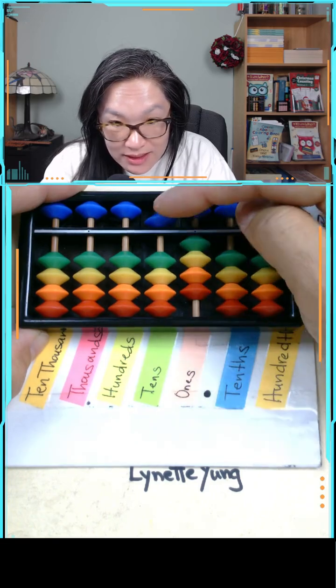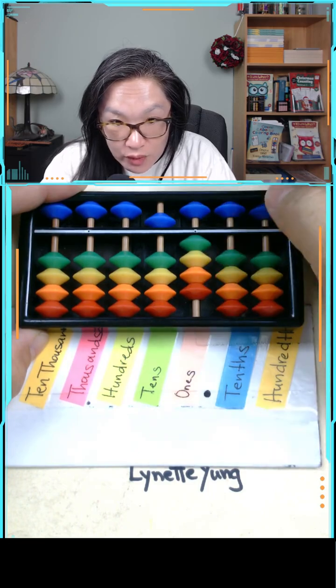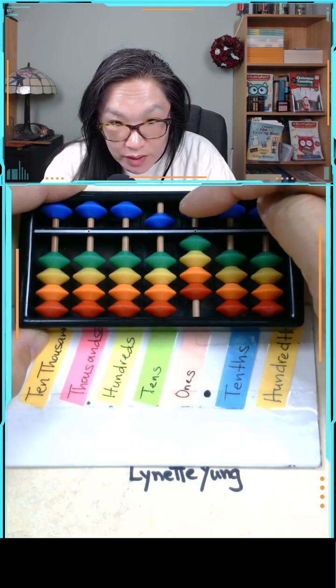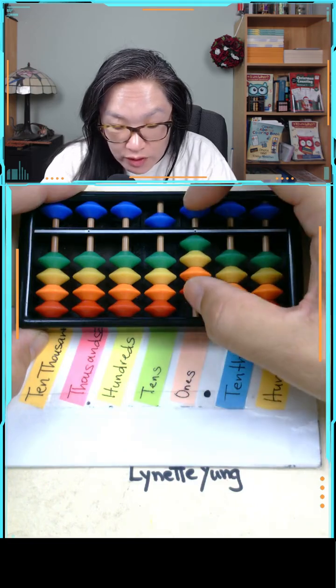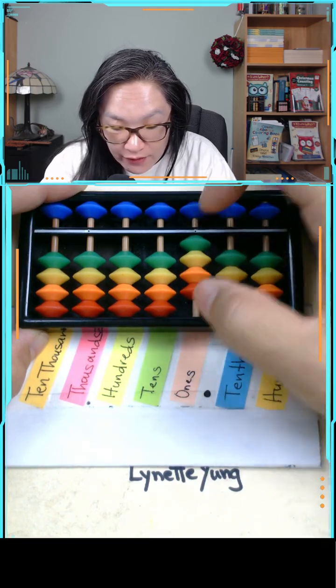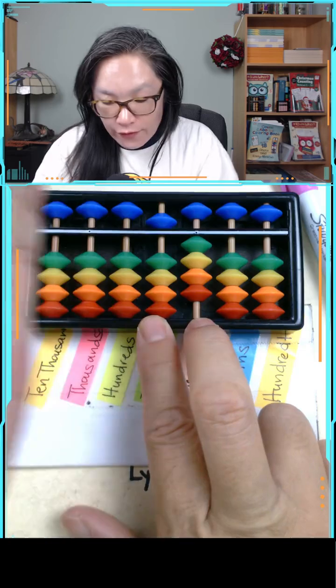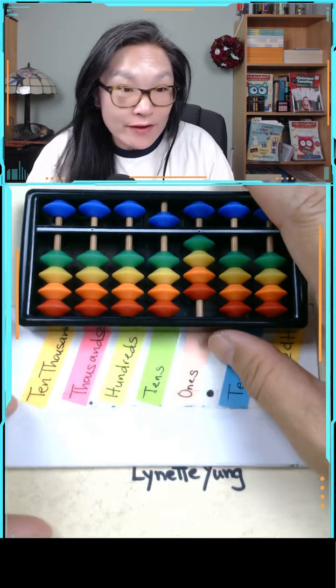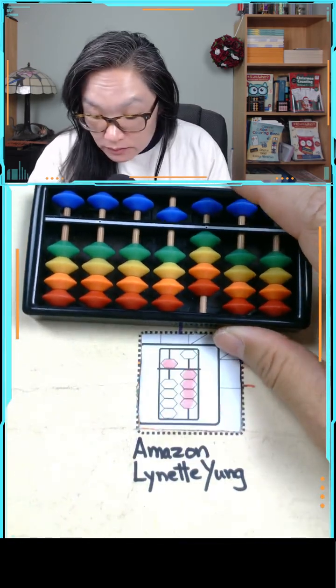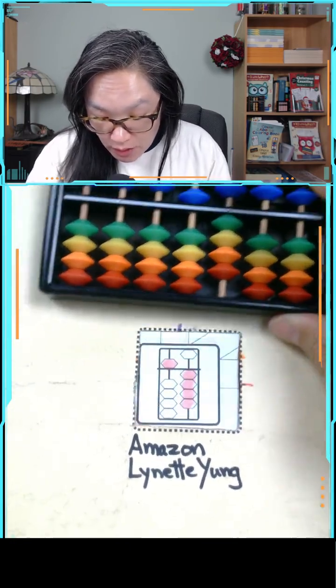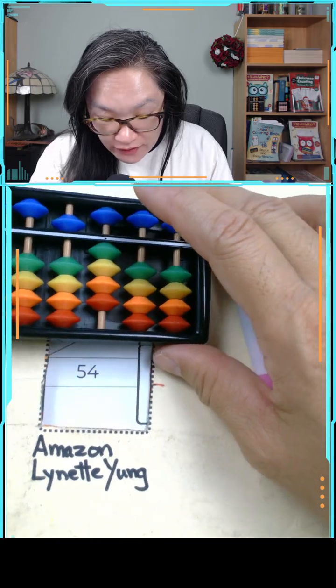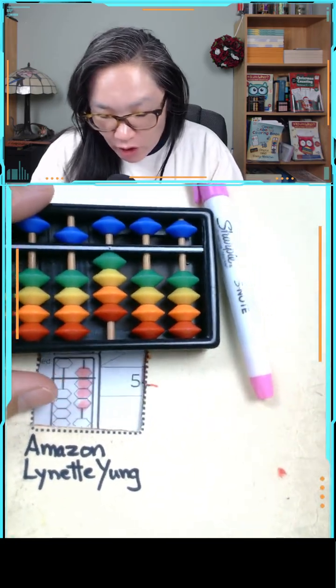But this is 54. The top bead is a value of 5 and the bottom bead is a value of 4. So together, 5 and 4 makes 54, not 9. We're not combining the columns. The columns have their own individual identity. Every column for themselves.